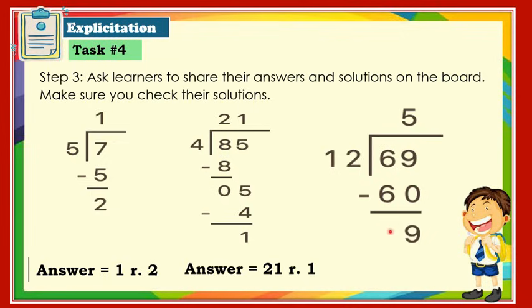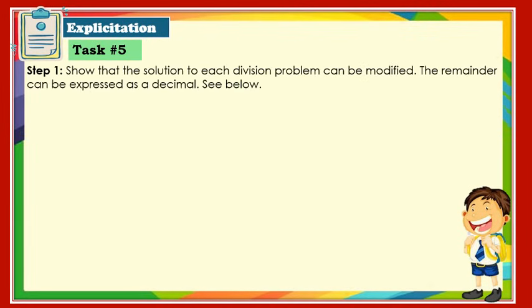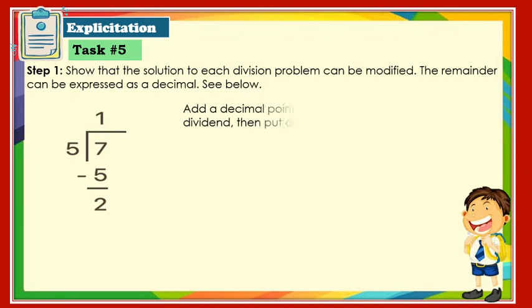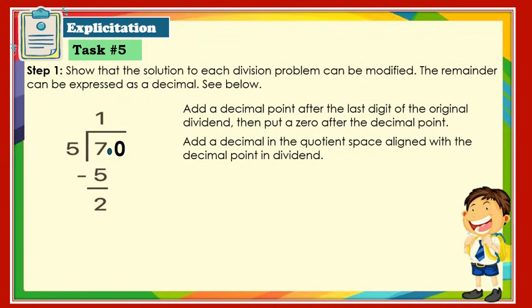For your task number 5, we'll continue dividing by adding the decimal point and 0. Since this is our original answer, we can continue our expression by adding a decimal point and 0. So add a decimal point after the last digit of the original dividend, then put a 0 after the decimal point. So decimal point and 0, and then copy the decimal point in the quotient above, like that. And then bring down 0, and then divide again.